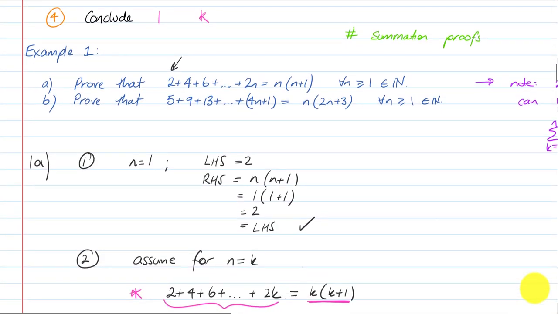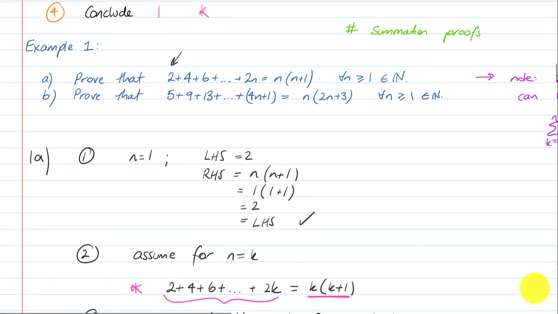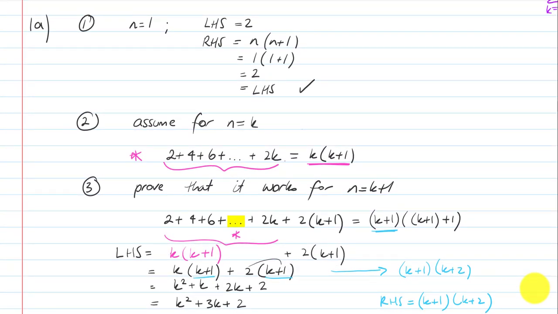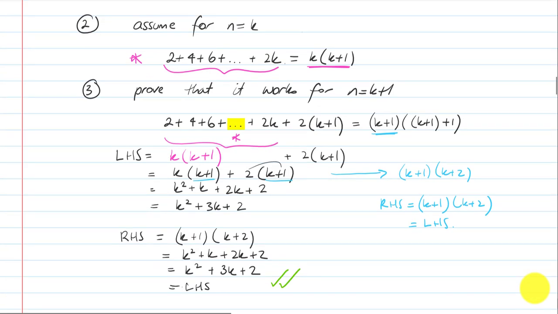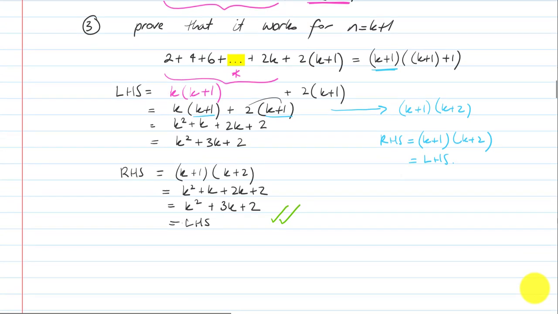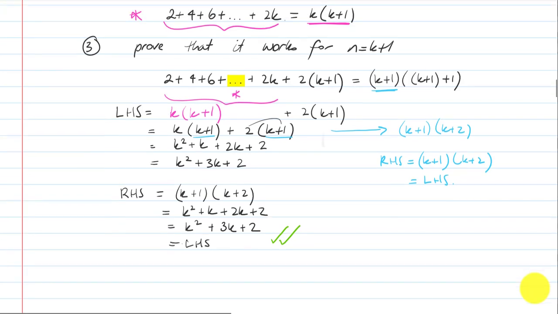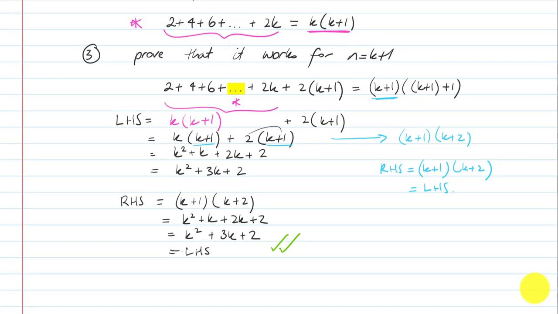So we're asked to prove that 2 plus 4 plus 6 plus blah blah blah plus 2n equals n times n plus 1 for all n greater than 1. Now I'm following the induction steps. 1, show it works for n equals 1. 2, assume it works for n equals k and write the assumption down. 3, prove that it works for n equals k plus 1. Add in the extra term, change your right hand side. Use the assumption step to substitute out a series of values that will include the dot dot dot, and then simplify and show that left hand side equals right hand side, and you're done.